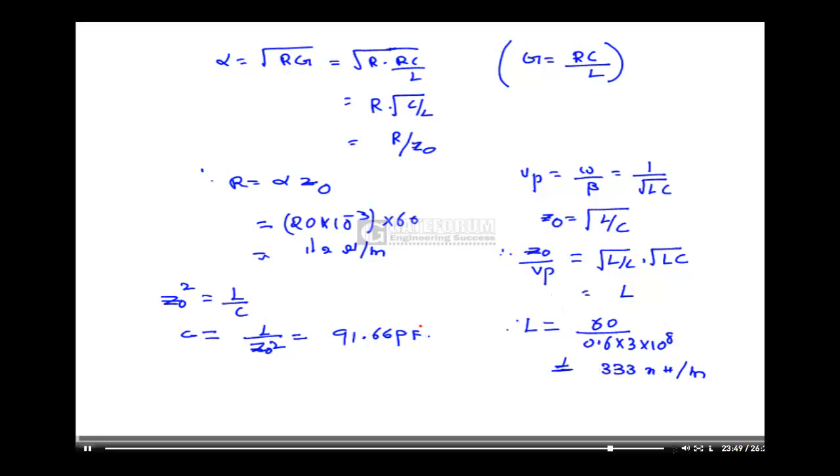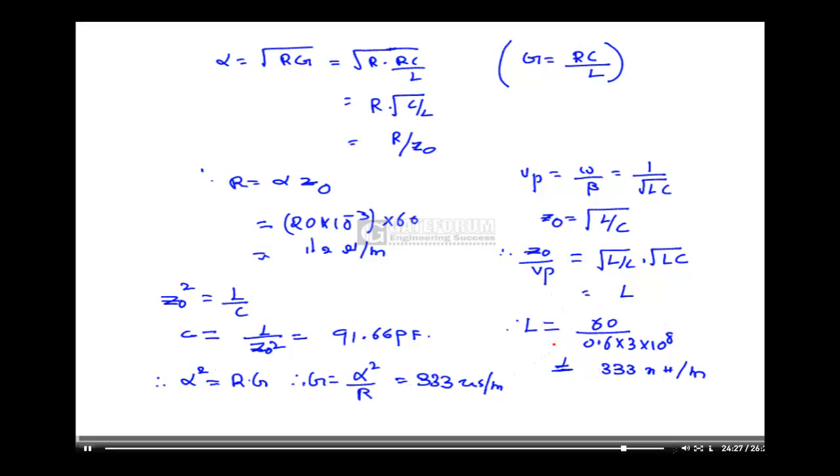And finally the unknown thing is G. So how I can relate G? Alpha is known, R is known. Alpha is equal to square root of RG. Therefore alpha square is equal to R into G. Therefore G is equal to alpha square by R. So if you calculate this, you will get around 333 microsiemens per meter. So the unit is Siemens per meter. Okay, like this you can calculate.